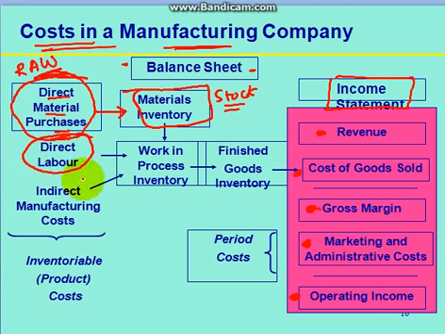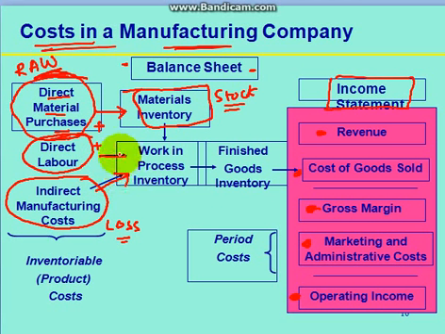Now what are indirect manufacturing costs? Basically, indirect manufacturing cost, if there are some losses in manufacturing, some loss is produced, that will lead to indirect manufacturing cost. Now combining all these things, you have to process that inventory.